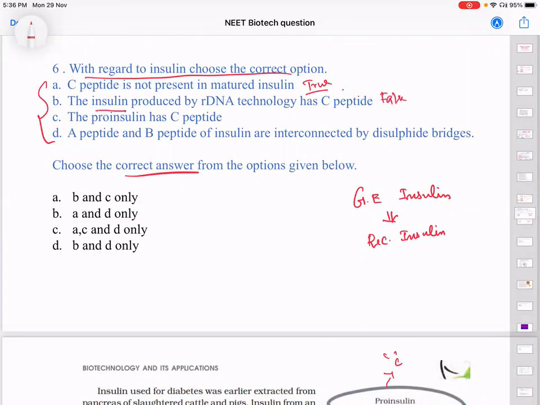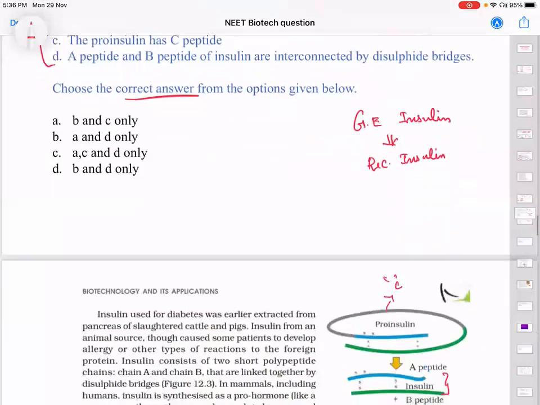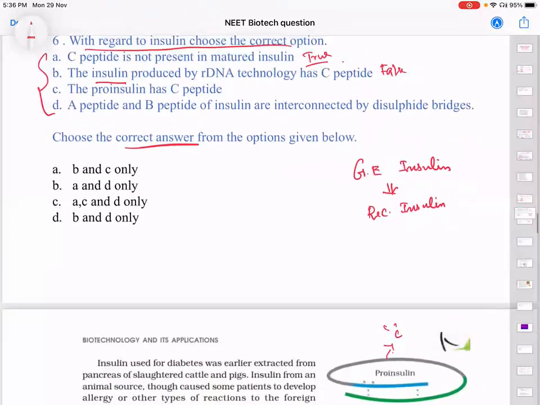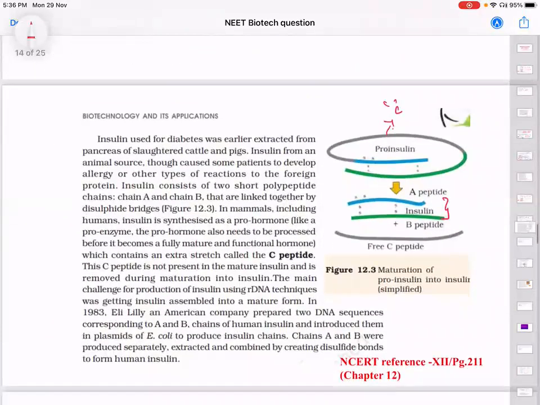Here what do they mean? Insulin is matured insulin, right? And the pro-insulin has got C peptide. Yes, the pro-insulin has got C peptide. So this statement is also true. You can refer to the diagram. I think I should have mentioned, this is chapter 12, page number 211. You have got this diagram and relevant information.